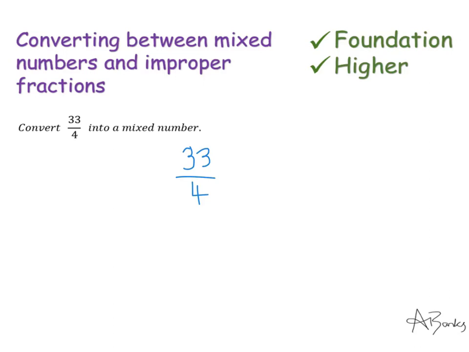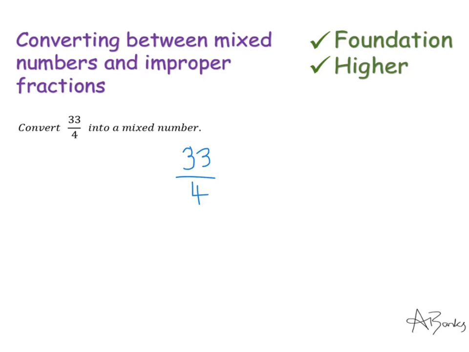So every 4 quarters that I have will make up a whole one. So 4 quarters is a whole one. 8 quarters will be 2 whole ones. 12 quarters would be 3 whole ones. So I need to do my 4 times tables up to 33.